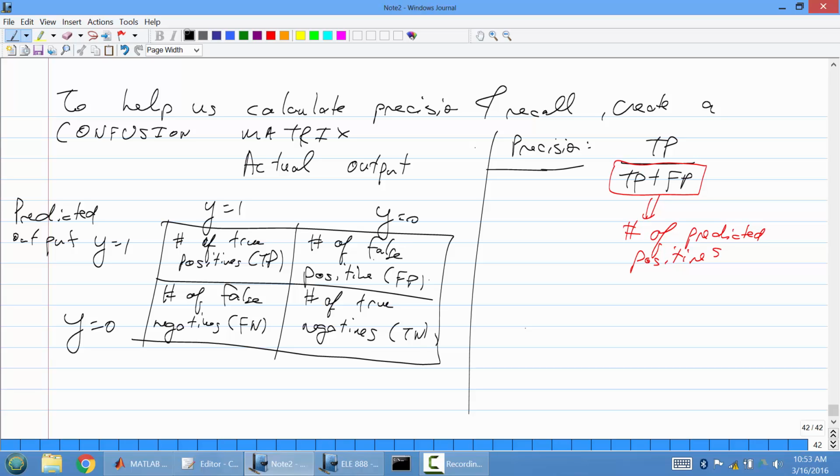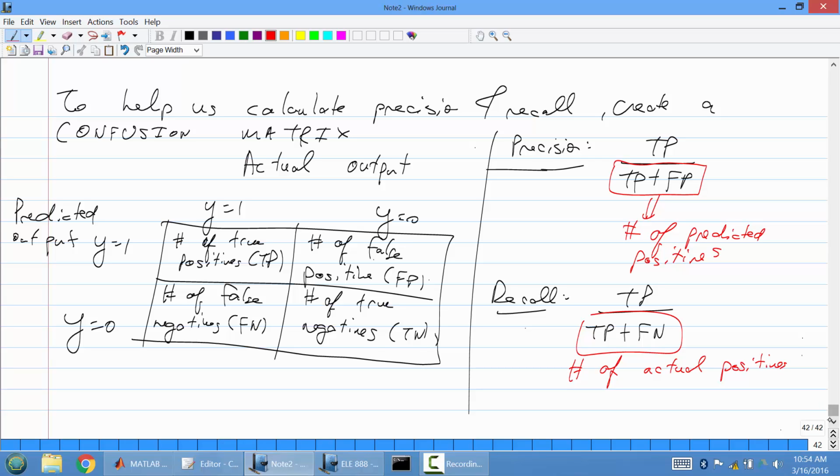Okay, so that's precision. And recall is basically the number of true positives divided by the total number of actual positives in your example. So true positives plus false negatives. Okay, so this here is the number of actual positives.